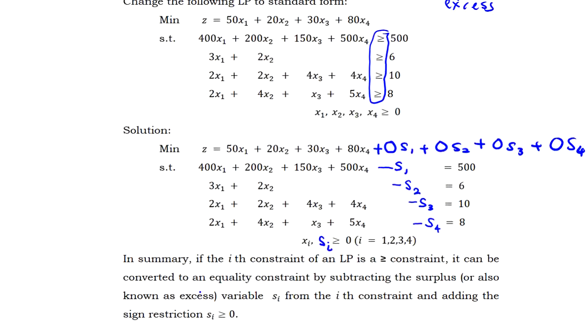Okay, so in summary, if the ith constraint of an LP is a greater or equals to constraint, it can be converted to an equality constraint by subtracting the surplus, or also known as excess variable, si from the ith constraint and adding the sign restriction si greater or equals to 0.